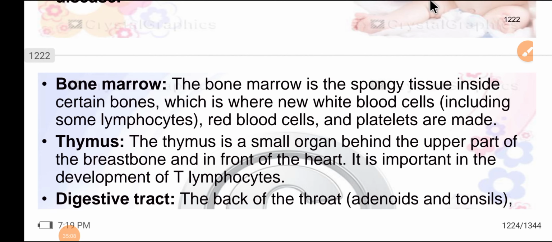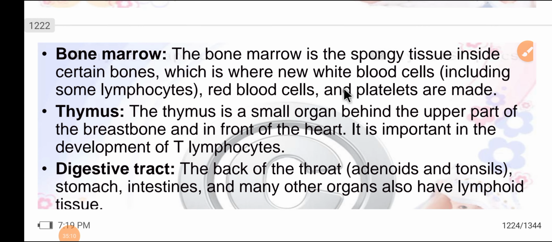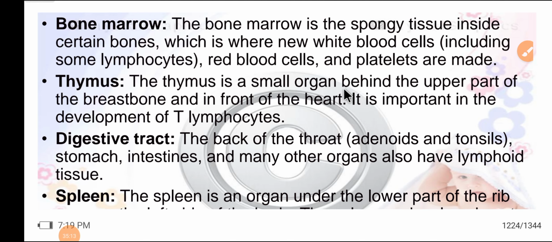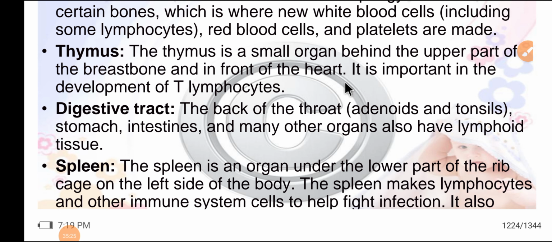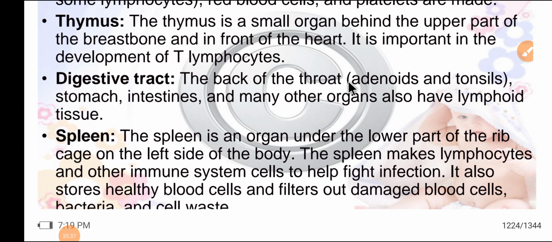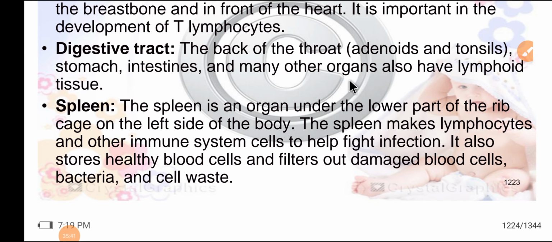Digestive tract. The back of the throat, adenoids and tonsils, stomach, intestines, and many other organs also have lymphoid tissue. Spleen. The spleen is an organ under the lower part of the rib cage on the left side of the body. The spleen makes lymphocytes and other immune system cells and filters out damaged blood cells, bacteria, and cell waste.